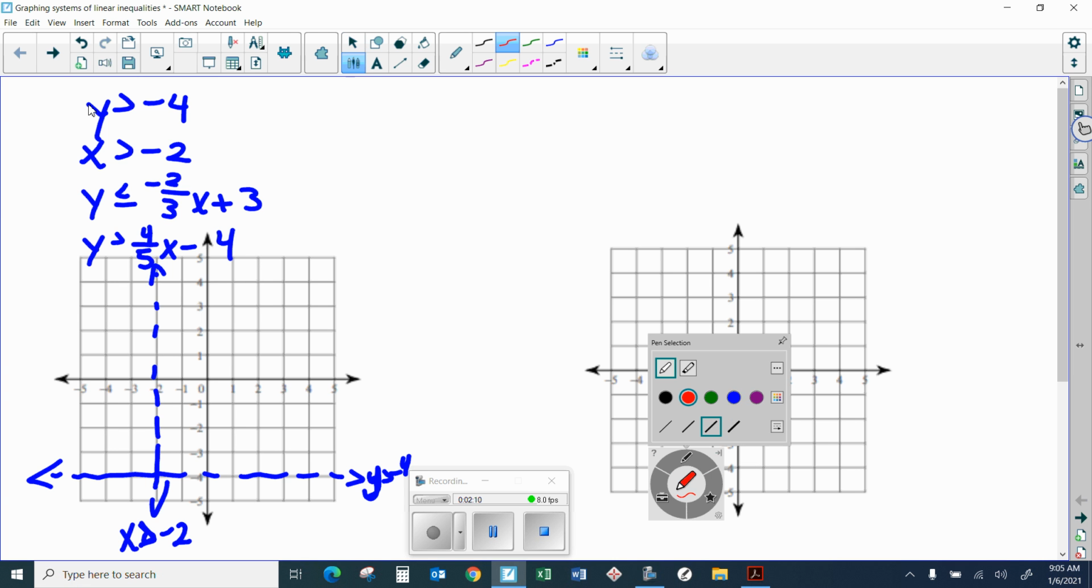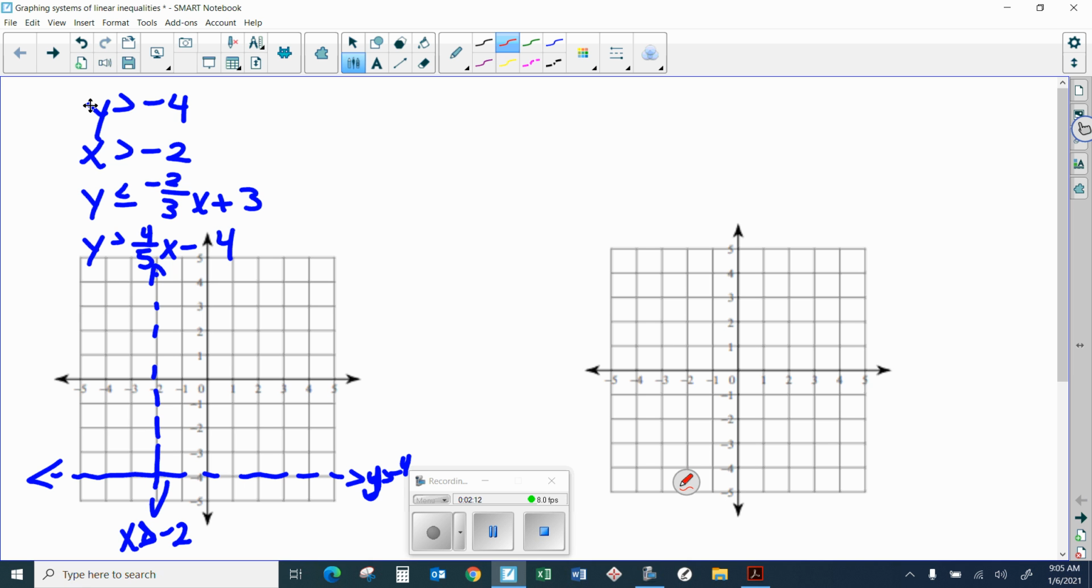We have y is equal to -2/3 x plus 3. We know the y-intercept is 3. We start there, and we use these directions of down 2, right 3, down 2, right 3 to get another point. It's got an equal sign in it, so it must be solid. y is less than or equal to -2/3 x plus 3.